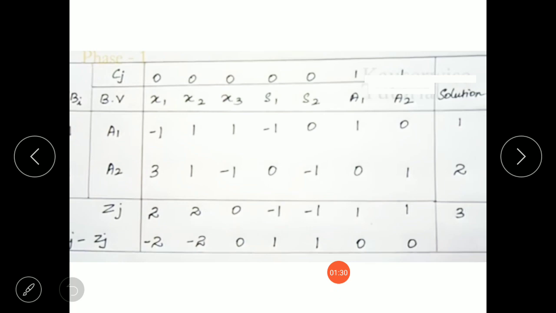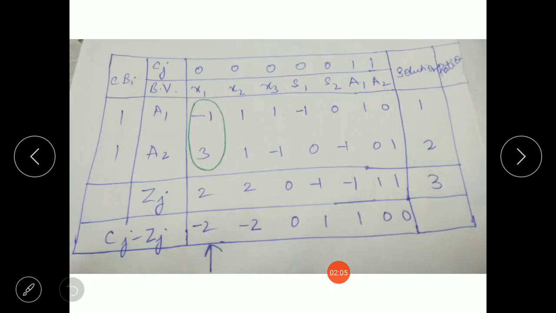For proceeding further, since we have not reached the optimality condition, we will find the most negative number. As you can see, in the Cj minus Zj row, there are two most negative numbers, and they are minus 2 and minus 2. Since there are two options, you can opt for any one. So we have taken this column, minus 2, and we have considered this column to be our key column.